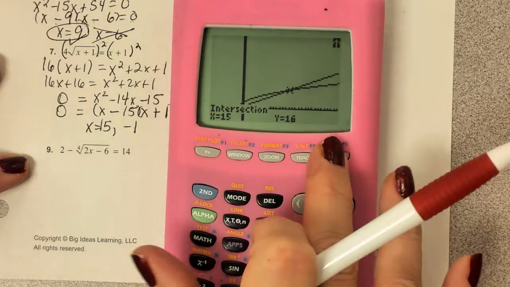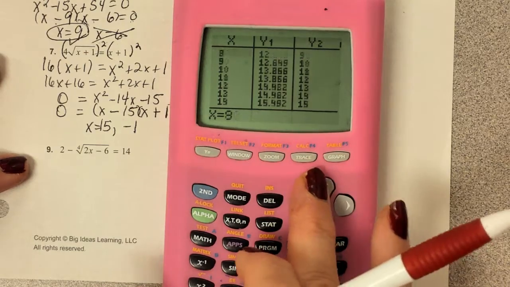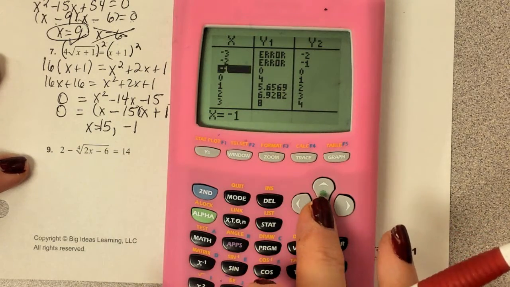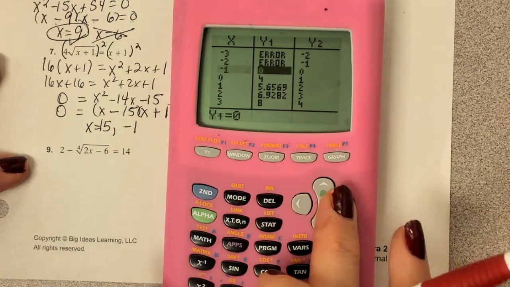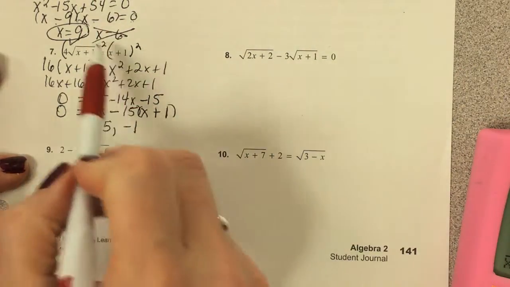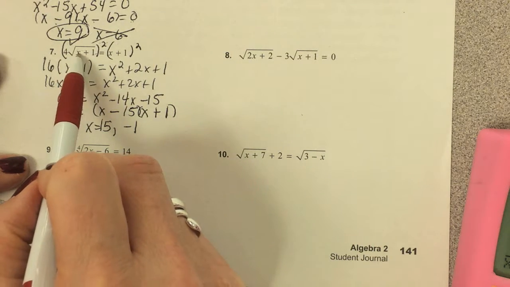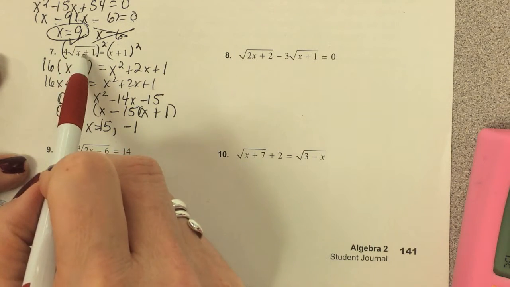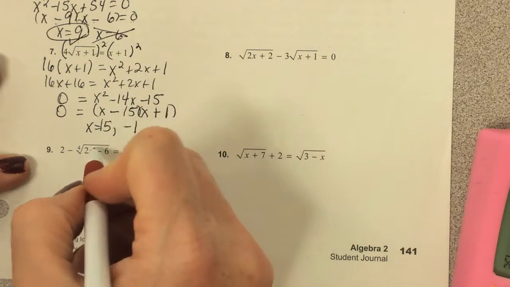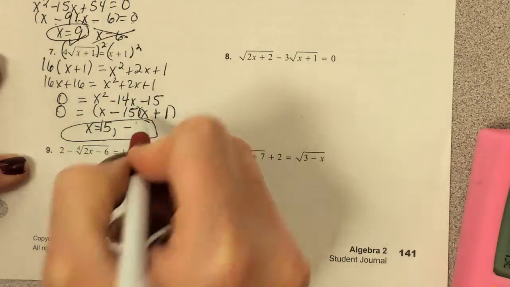See, look, I can look at my table of values. When x is negative 1, they would have to have the same answer for it to be a solution. Oh, looks like they do. Okay, so maybe negative 1 is a solution. Let's try substituting it in. Negative 1 plus 1 is 0. Square root of 0 is 0 times 4 is 0. Negative 1 plus 1 is 0. So yes, they actually are both solutions there.